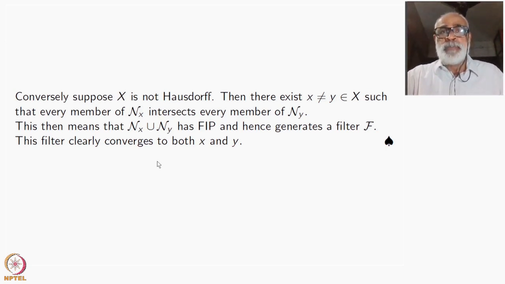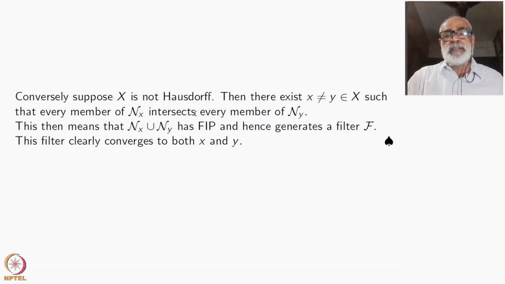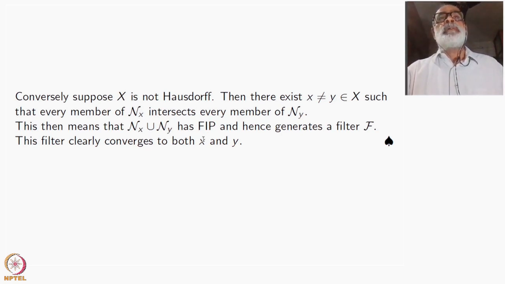So, converse: suppose X is not Hausdorff. Then I will produce a filter which will have two distinct points which are limits. Not Hausdorff just means that there are points x and y, not equal to each other, such that every member of Nx intersects every member of Ny. If there were one member here and one member which does not intersect, it would be Hausdorff. Not Hausdorffness means precisely this. This just means that Nx union Ny has the finite intersection property.